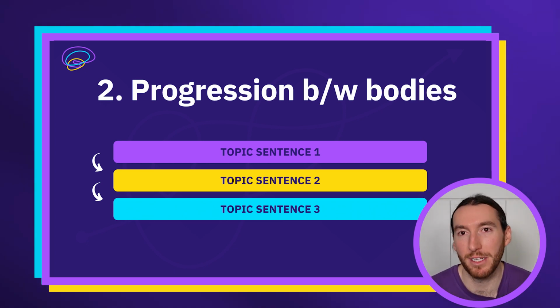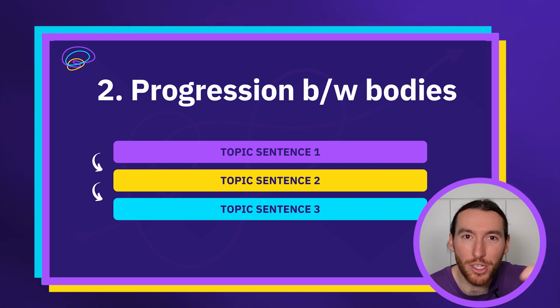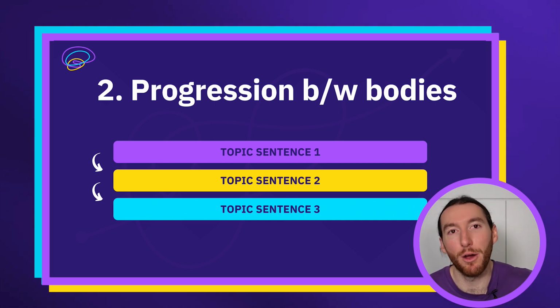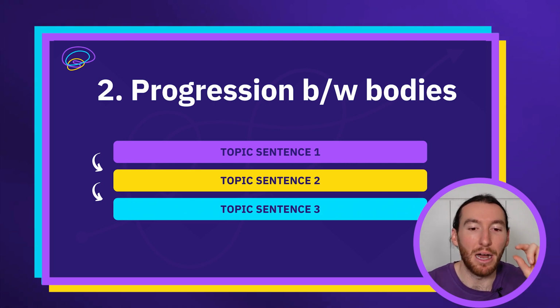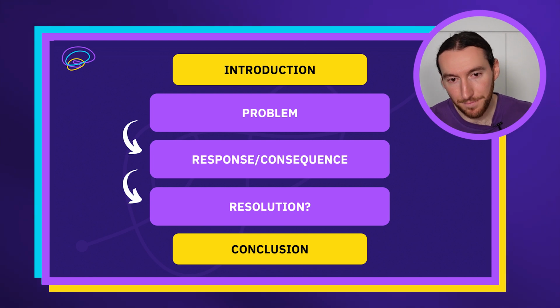A lot of you are probably in a position where you would benefit from just restructuring it. I'm not saying you need to go and find completely new evidence. I'm saying think about how you've ordered it all together. Now, that's how you can improve the progression of your topic sentences.